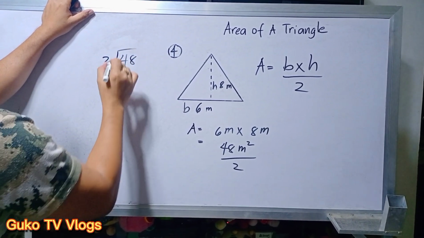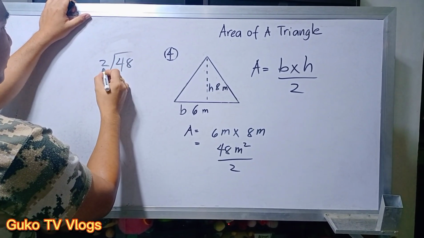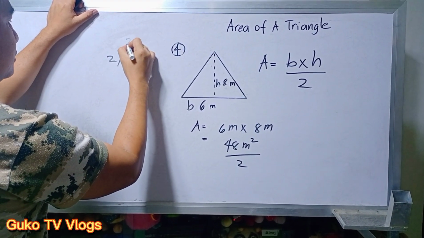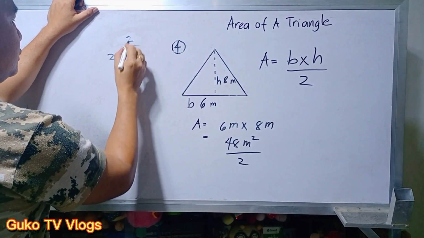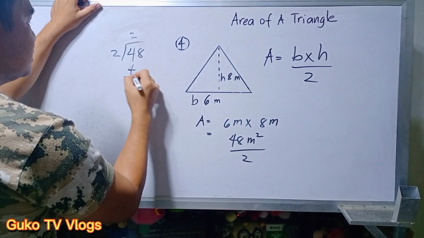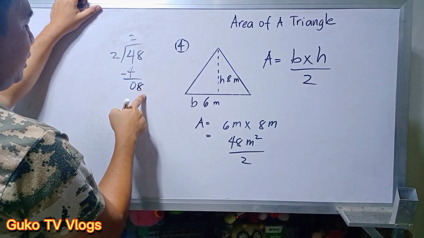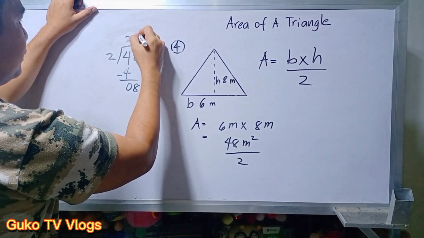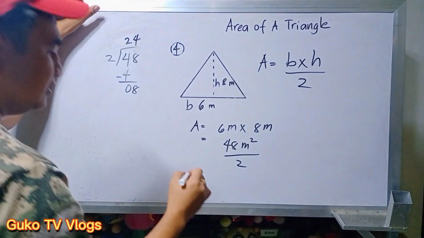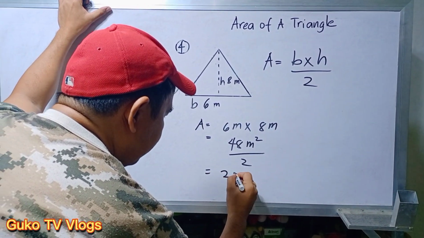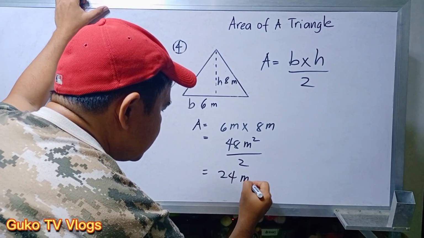divided by 2. 4 divided by 2 is 2. Then 2 times 2 is 4. Subtract, 4 minus 4 is 0. Then bring down 8. So 8 divided by 2, that is 4. So the answer here is 24 meters squared.